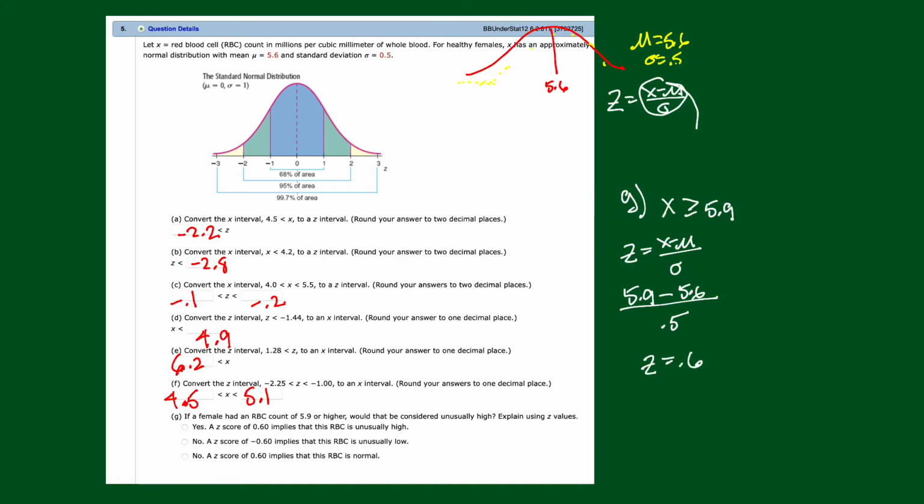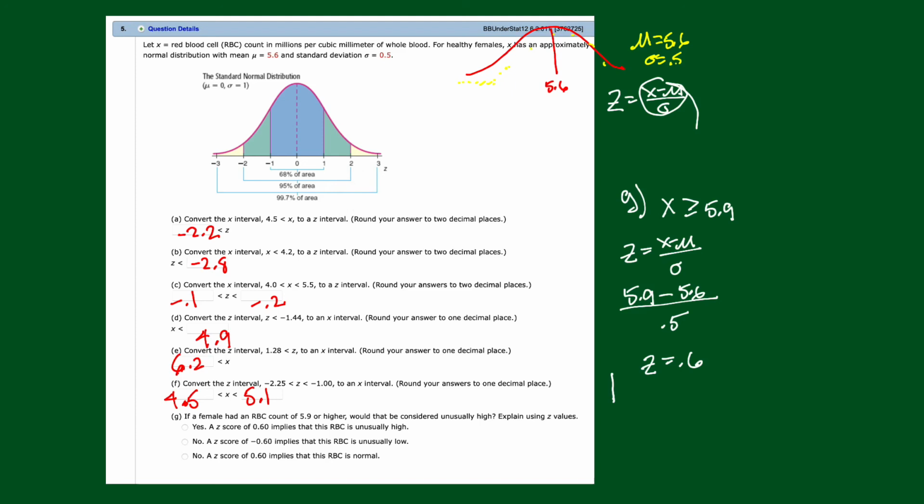Now, do you think that's unusually high? Well, if you think about the empirical rule, actually, we've got the empirical rule right up here at the top. Z is 0.6. Now, where's 0.6? There's 1. Here's 0.6. Now, this says if you go out 1 standard deviation, you've got 68% of all the data. If you go out 2 standard deviations, you've got 95%. If you go out 3 standard deviations, 99.7.